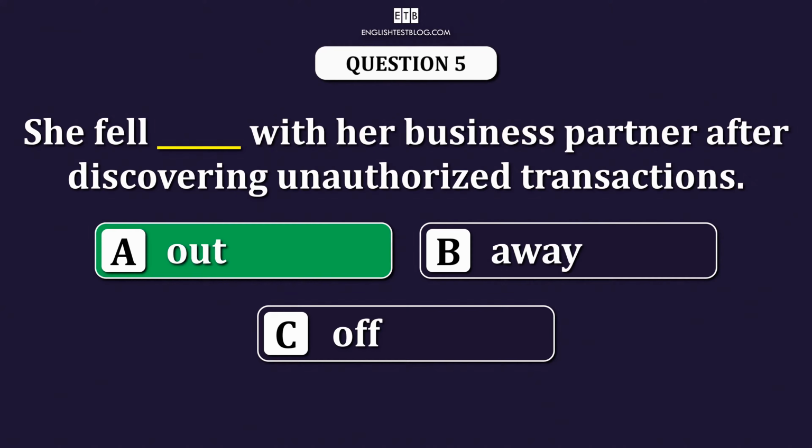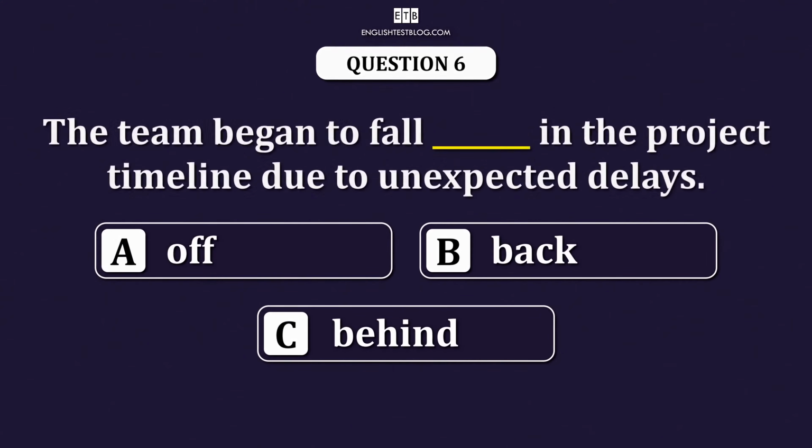The correct answer, fell out. In this sentence, the phrasal verb fall out means to have an argument with somebody so that you are no longer friendly with them. Question 6.